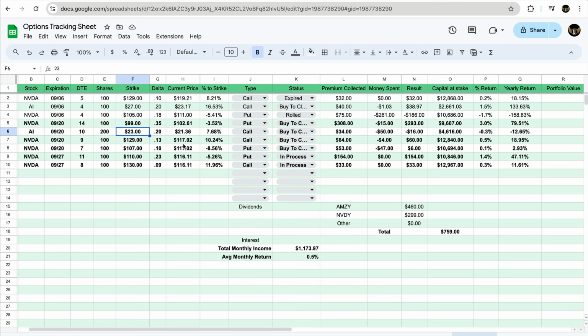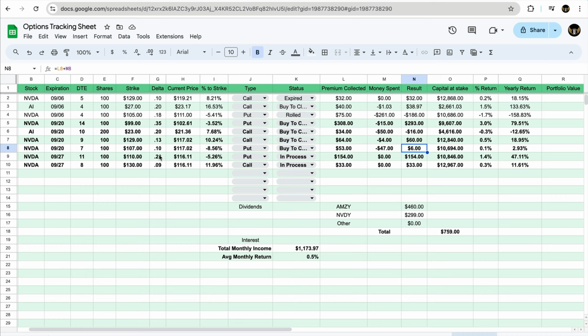So then I started this NVIDIA call at a strike price of 129 and collected $64 of premium there. Ended up buying to close that for $4, so I ended up with $60 there. And then I did a NVIDIA put expiring 9/20 at a strike price of 107 and collected $53 there. The price action was starting to go against me, so I kind of panicked and bought this back for $47. So I made $6, so no skin off my back there.